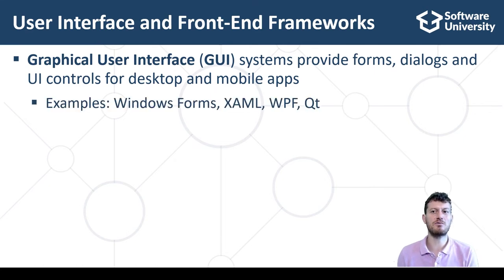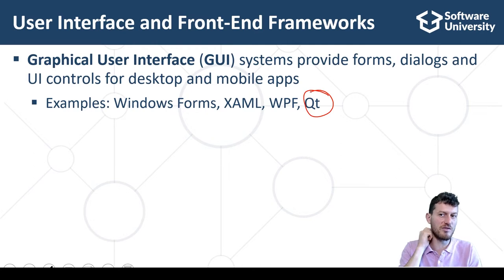Examples of UI toolkits are Windows Forms, XAML, and WPF, which are created by Microsoft for the MS Windows platform, and Qt, which works in Linux and is also portable to other operating systems and graphical environments.